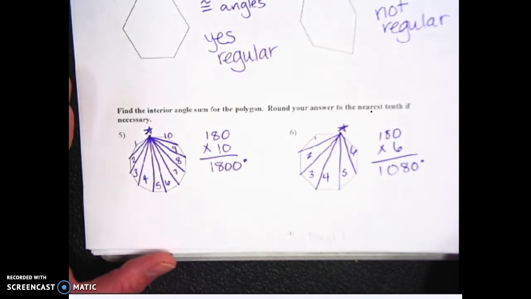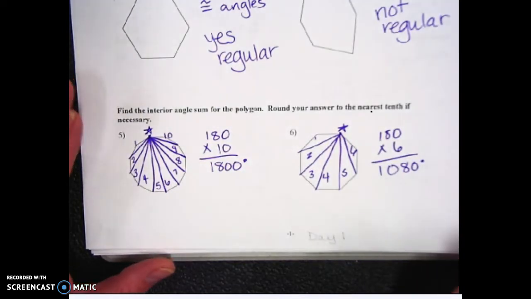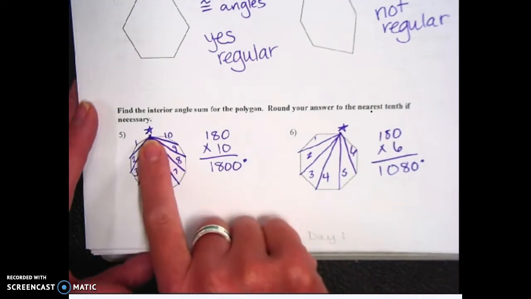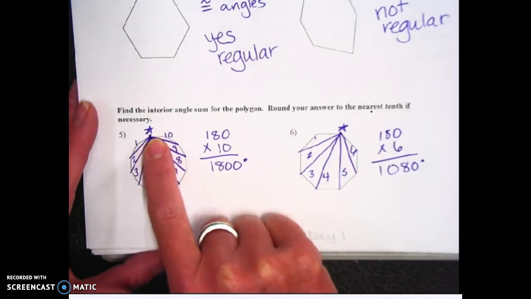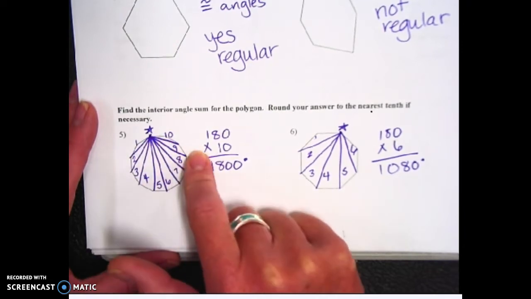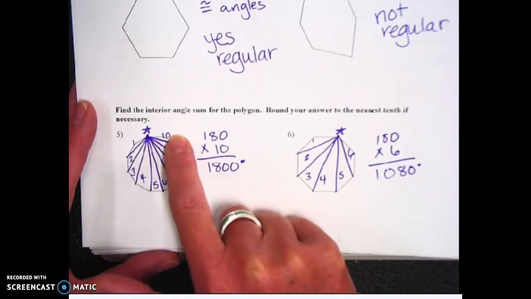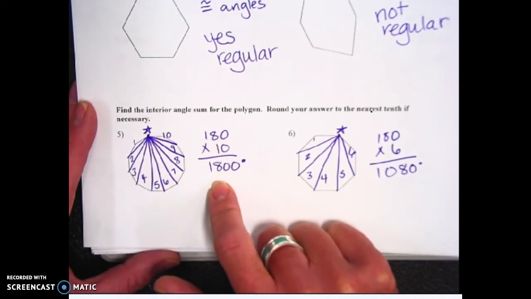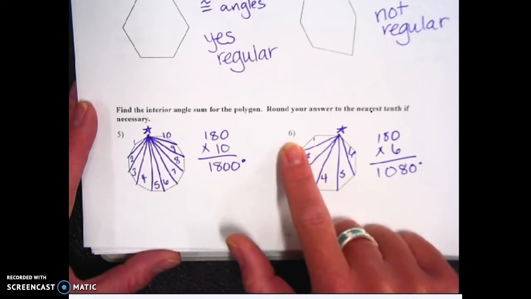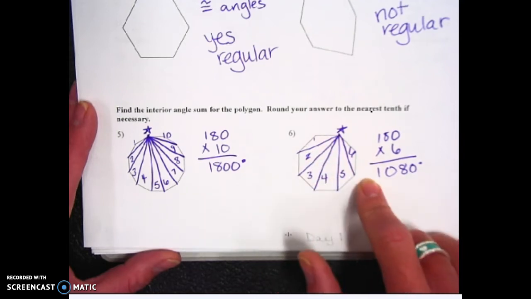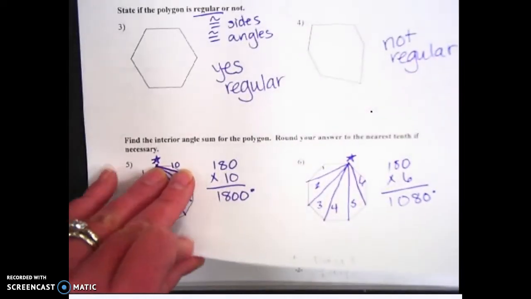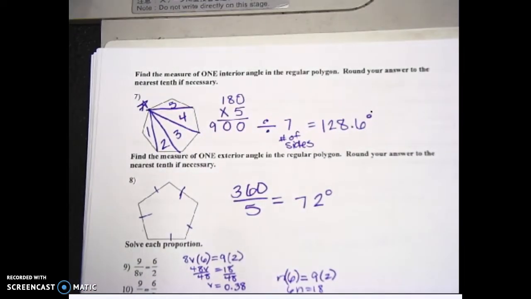Numbers 5 and 6 says find the interior angle sum for the polygon. Round your answer to the nearest tenth if necessary. So I selected a vertex and I drew as many triangles as I could inside of that polygon, and I counted up 10 triangles. Each triangle has 180 degrees, so I got a total interior angles of 1800. For number 6, I picked a vertex, drew in as many triangles, multiplied it by the 6 triangles I found, I got 1080 degrees.